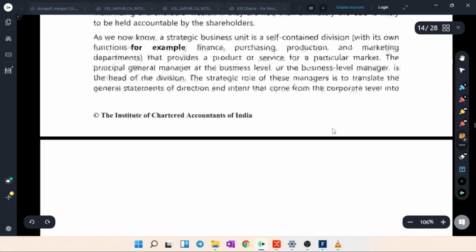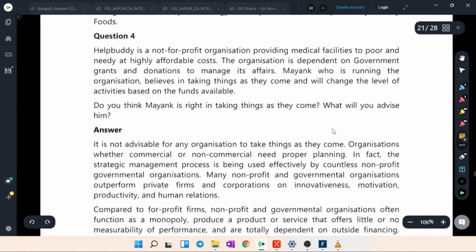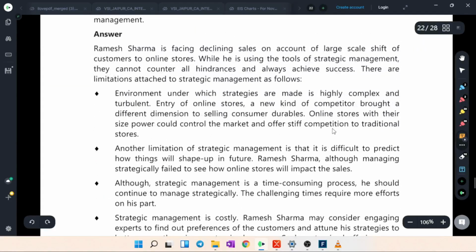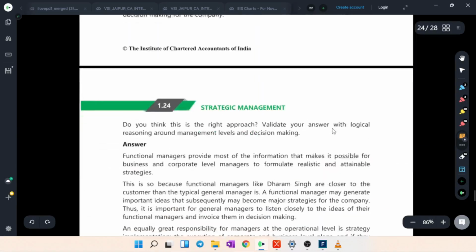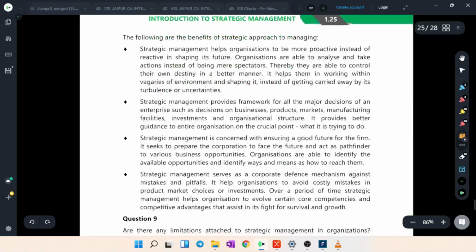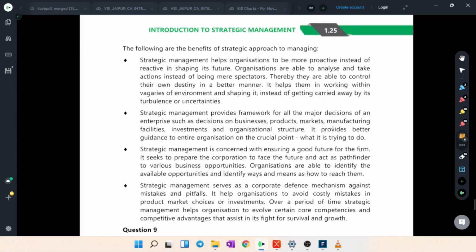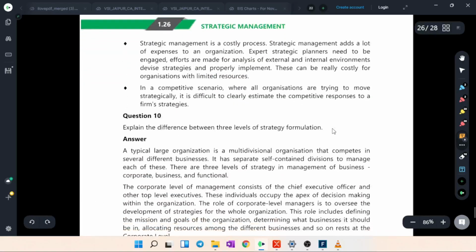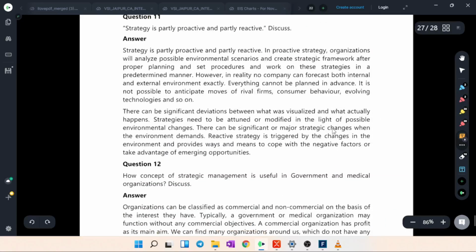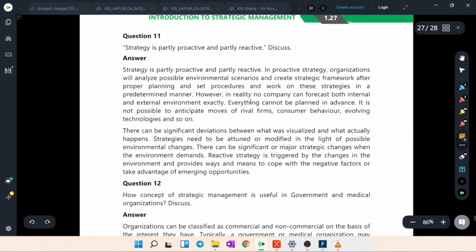There is one answer on reactive and proactive. Strategy is partly proactive and partly reactive.